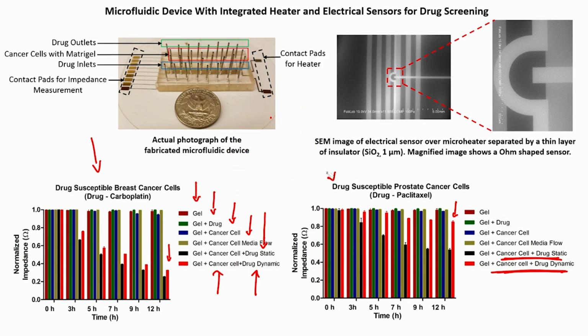We can also name it a patient centric platform, and this is the end of this particular module. So, what we have learned till now is how you can design a microfluidic platform with the help of electrical sensors for drug screening. And I have just shown you breast cancer cells versus prostate cancer cells, but people have used it for a lot of other applications.